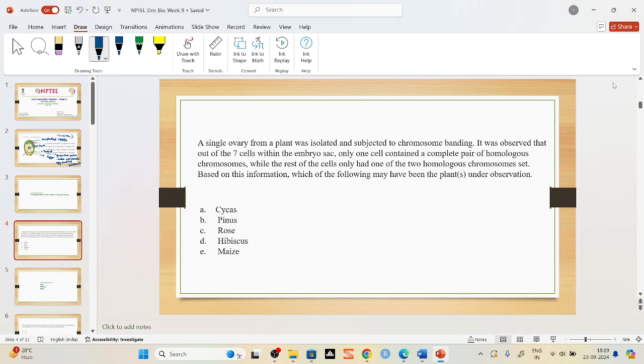A single ovary from a plant was isolated and subjected to chromosome banding. It was observed that out of the 7 cells within the embryo sac, only one cell contained a complete pair of homologous chromosomes, while the rest of the cells only had one of the two homologous chromosomes set. Based on this information, which of the following may have been the plants under observation? Options are A. Cycas, B. Pinus, C. Rose, D. Hibiscus, and E. Maize. So, what do you think should be the answer?